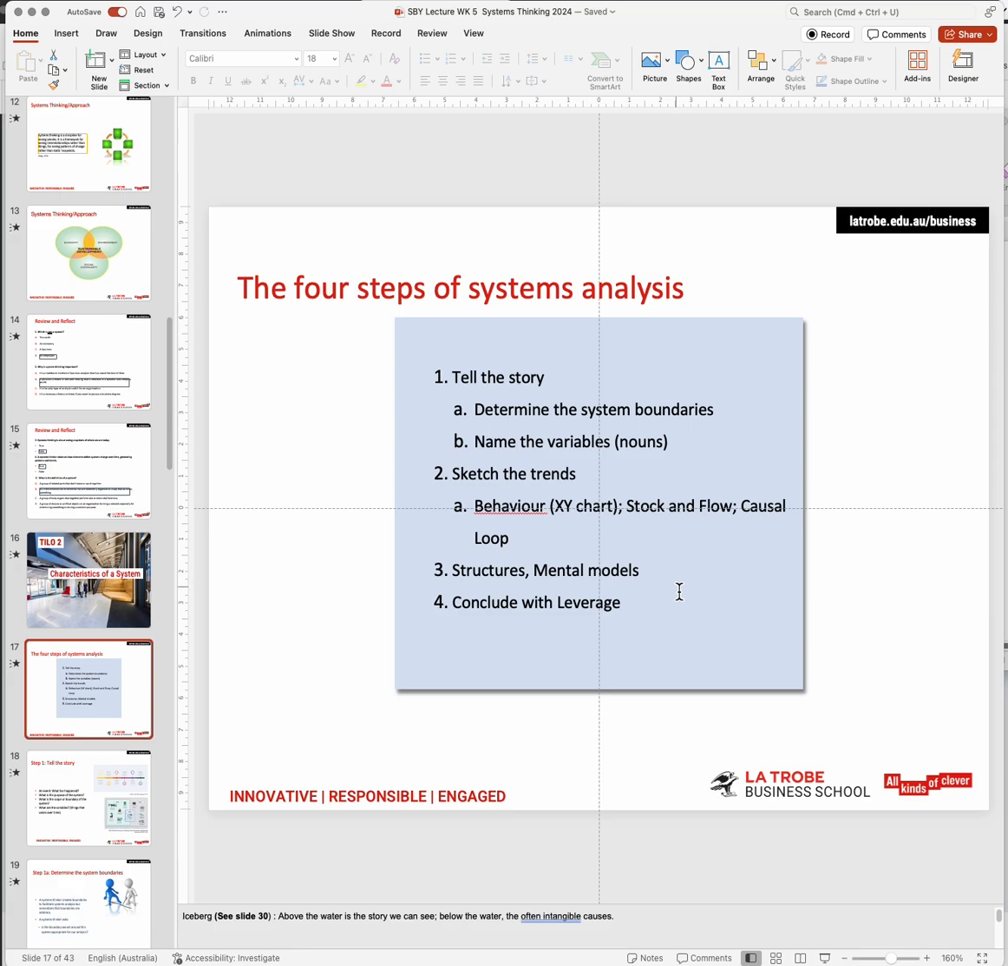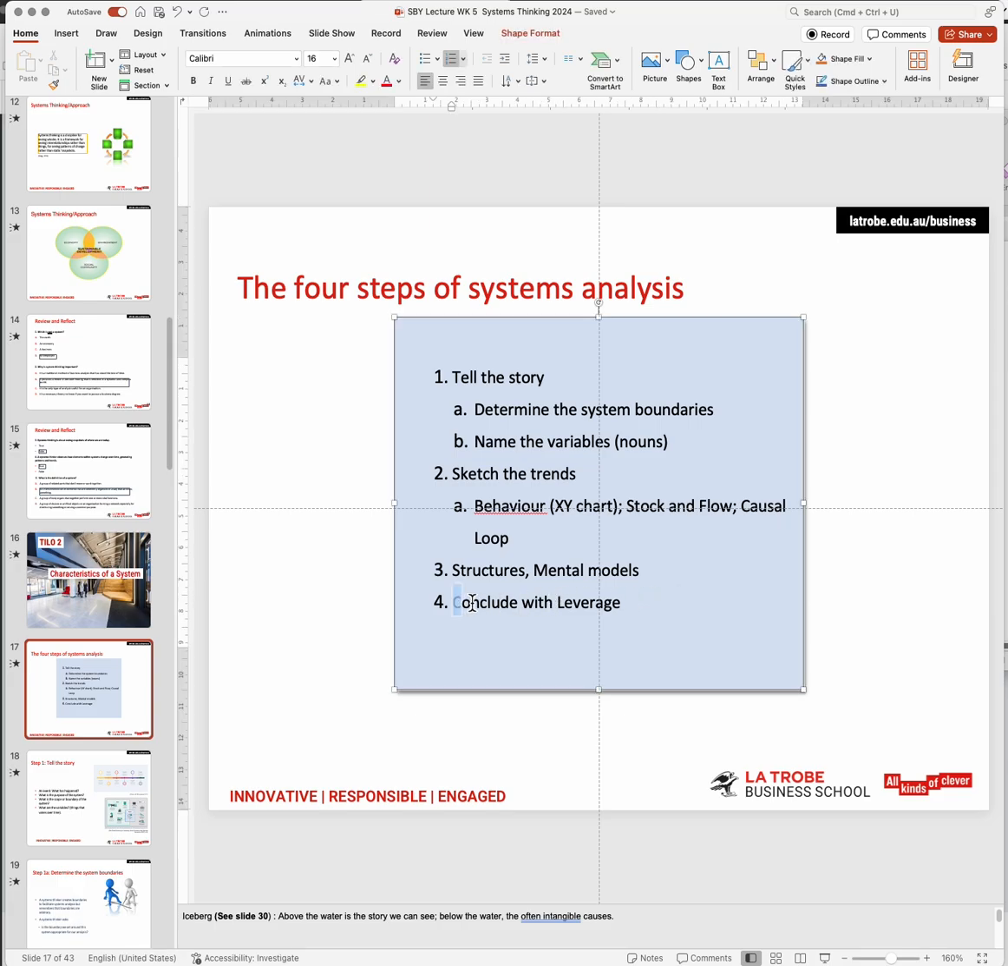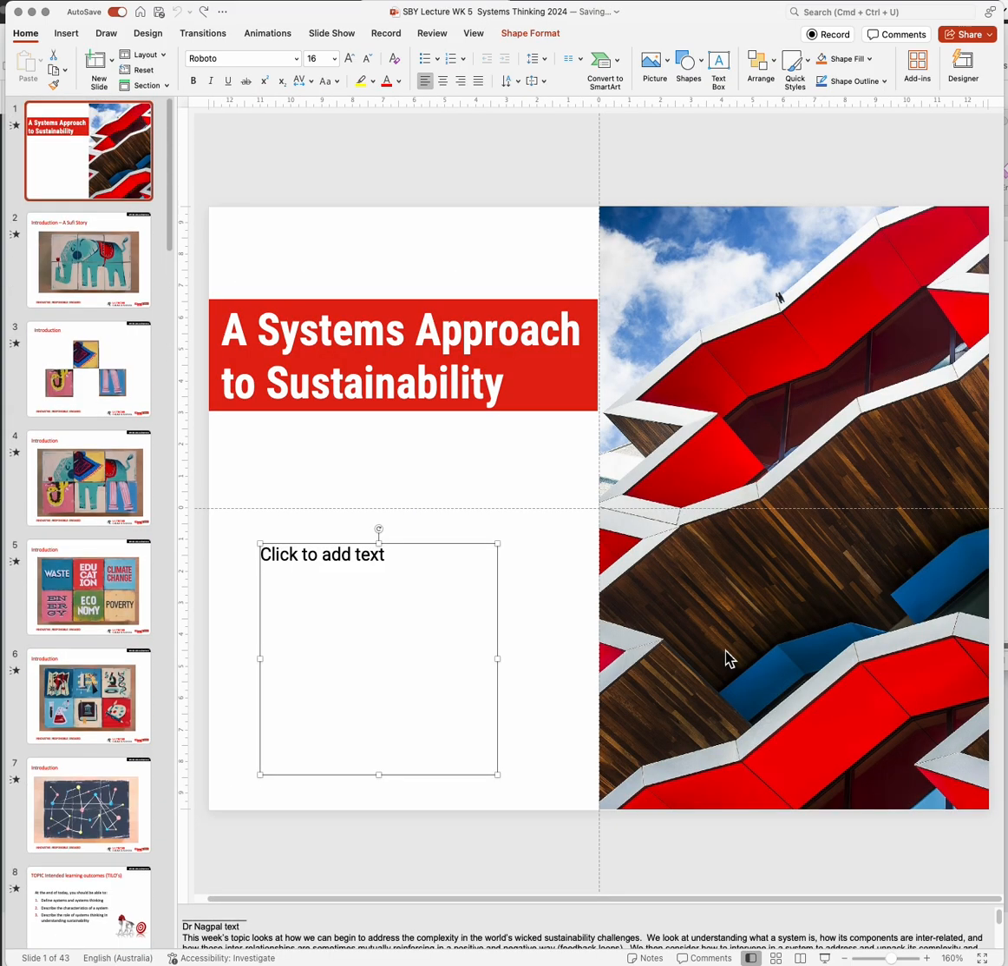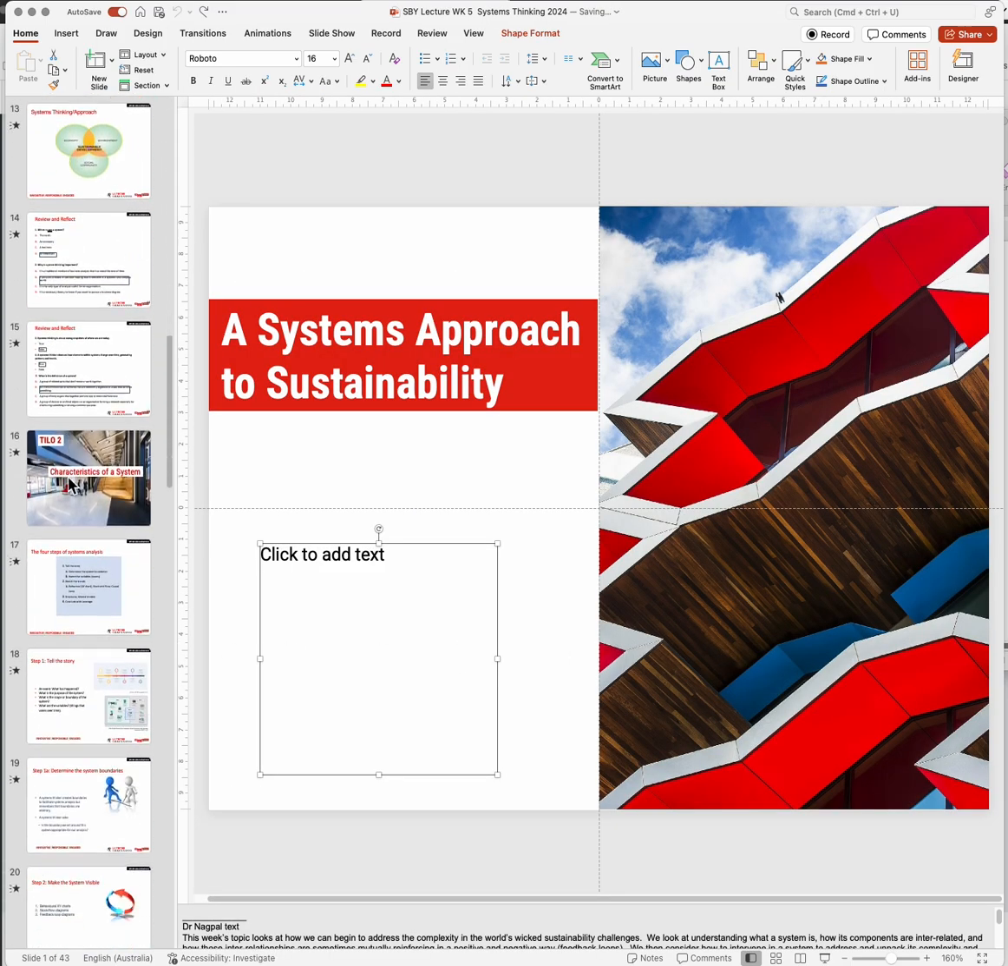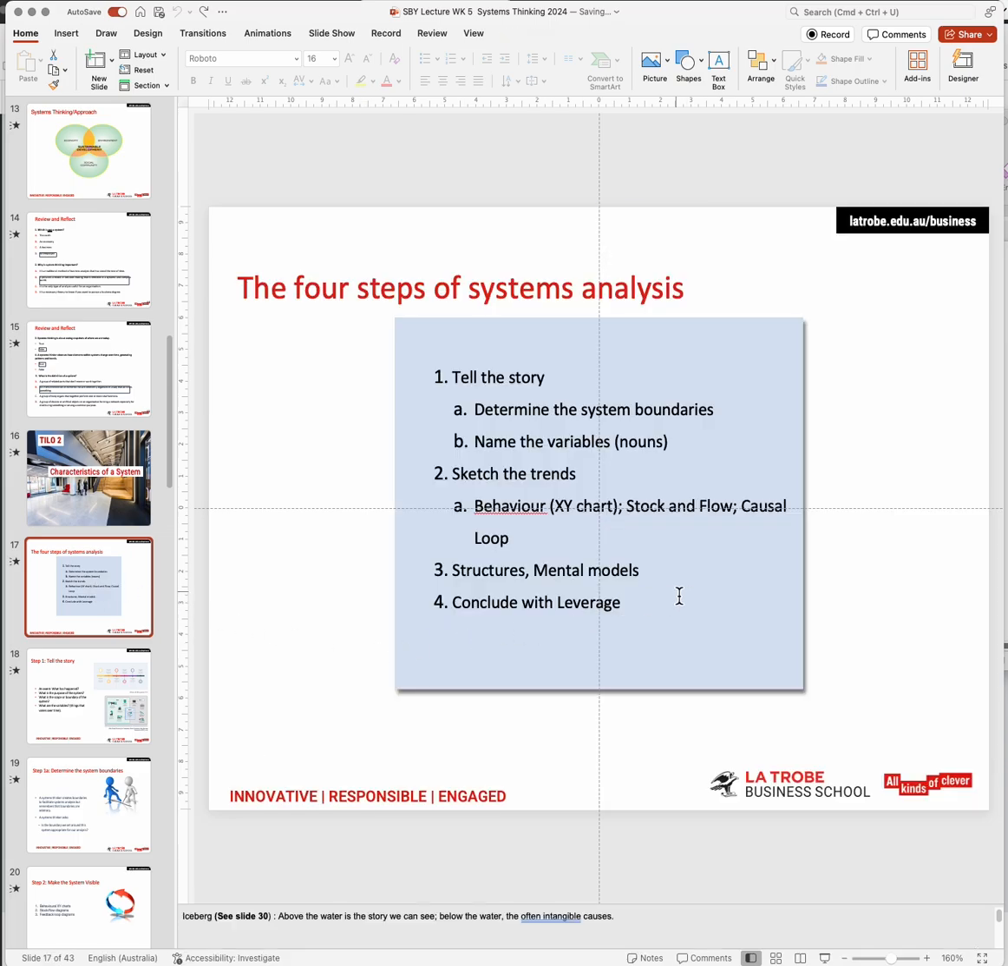And then finally, and really this is the reason that we do systems analysis, is to come up with, why did that just happen? The reason that we do systems analysis is to come up with suggestions for ways to address a particular problem that we're analyzing. So we want to create suggestions for leverage.